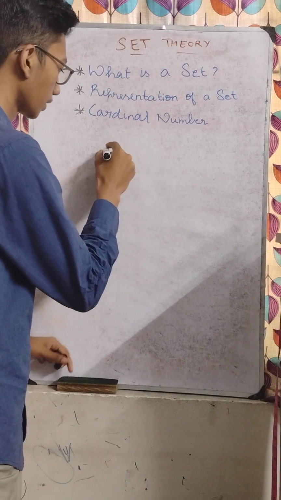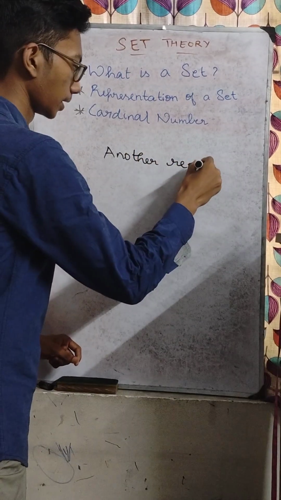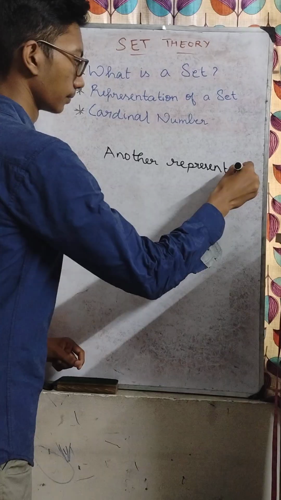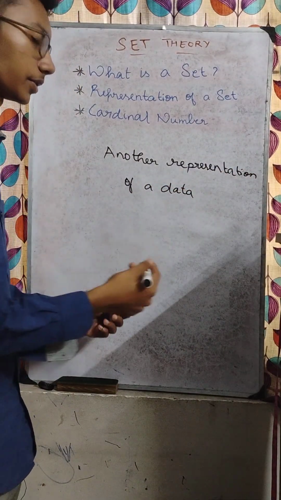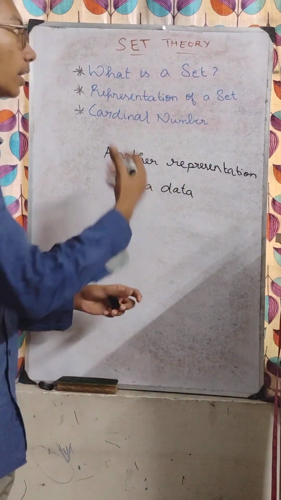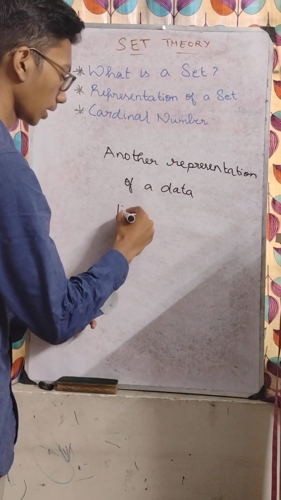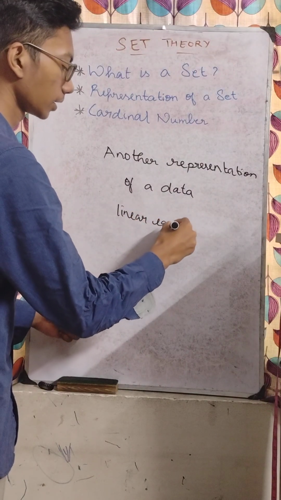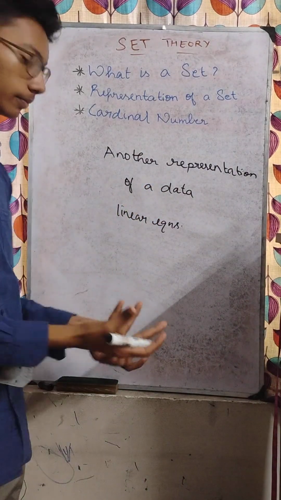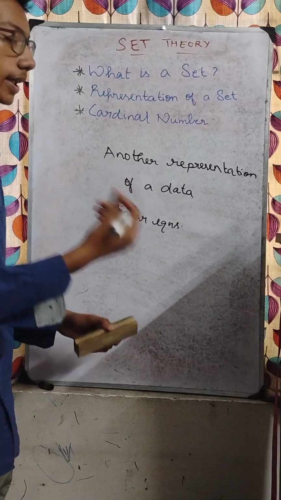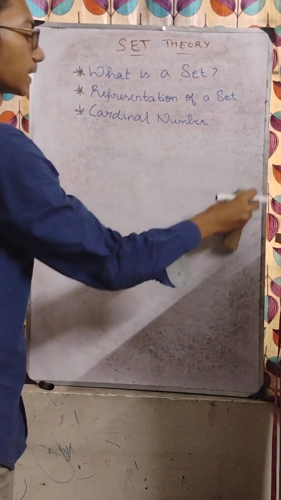So a set is just another representation of data. We have seen matrices. Matrices is one form of representation of data. Likewise, a set is another form of representation of data. Like we have equations, like linear equations, that is another form of representation of data. So this is just how we represent data when we deal with different kinds of data. So that's what a set is.